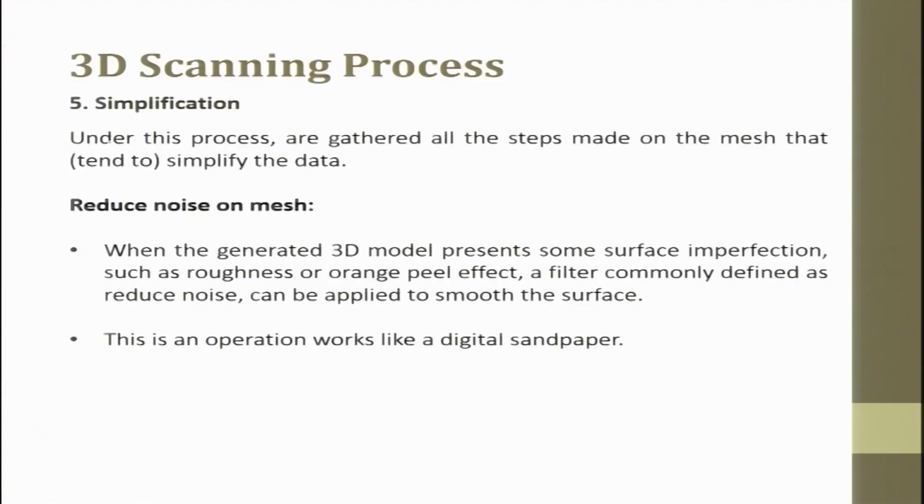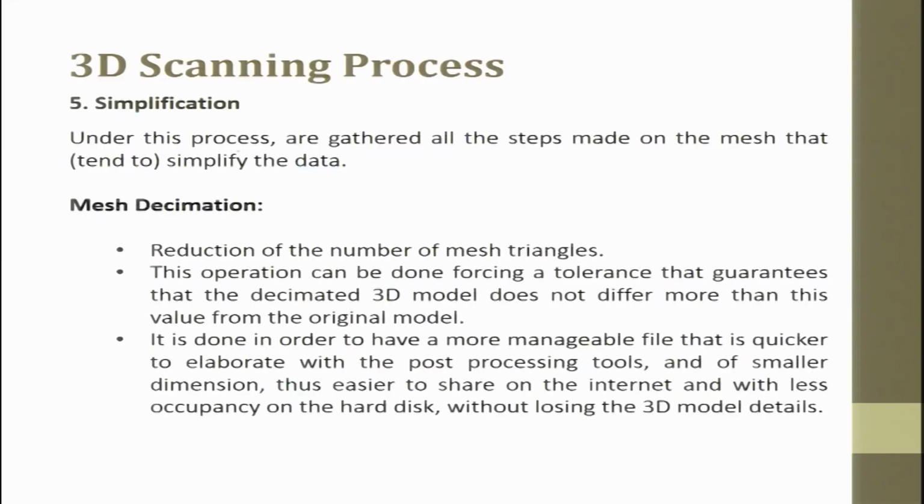And the last one is simplification. Under this process, all the steps made on the mesh that simplify the data are gathered. So, here, noise reduction on mesh. When the generated 3D model presents some surface imperfections such as roughness or orange peel effect, a filter commonly defined as noise reduction can be applied to smoothen the surface, that is simplification. This operation works like a digital sandpaper. So, you try to finish it up.